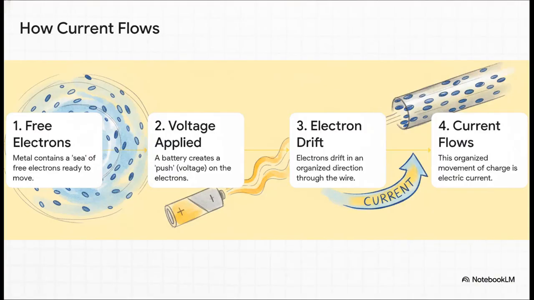So how do we get this sea to actually flow? It's basically a 4-step dance. First, you've got your sea of free electrons, just hanging out. Second, you apply a voltage. Think of it as an electrical push from a battery. Third, that push gets all the electrons to start moving, or drifting, in the same general direction. And boom, step 4, that organized drift is what we call electric current.